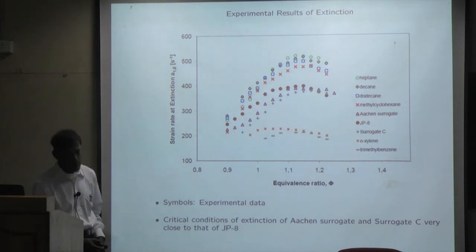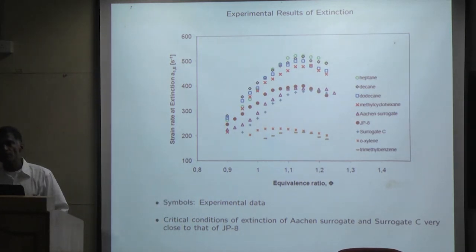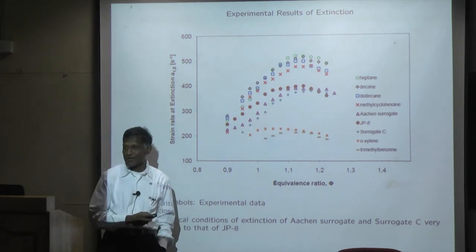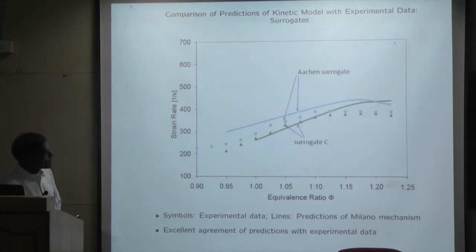Even though we had developed this Aachen surrogate only to reproduce critical conditions of auto-ignition, it turns out that it also does a good job at premixed flame propagation. So that's a bonus, and that's pretty good. And these are numerical, again Eliseo Ranzi's numerical calculations. You can see the symbols are the experiments.